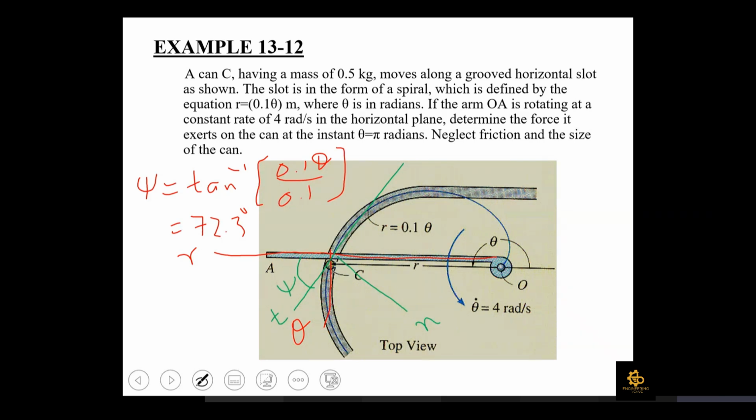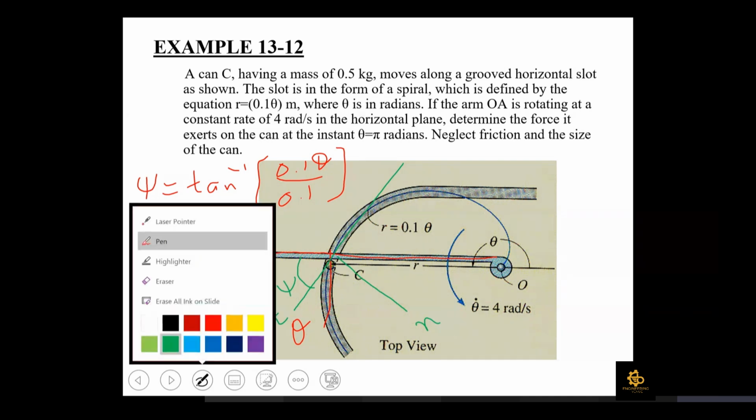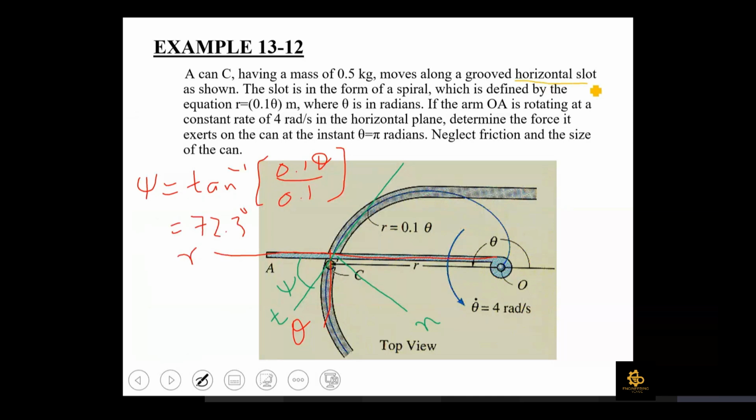After showing the axis, we need to show the forces which are basically acting on this scan C. So since the motion is occurring in the horizontal plane, it means that we are not going to include weight in our analysis. Then what other forces should we include on this free body diagram? Anyone volunteer?